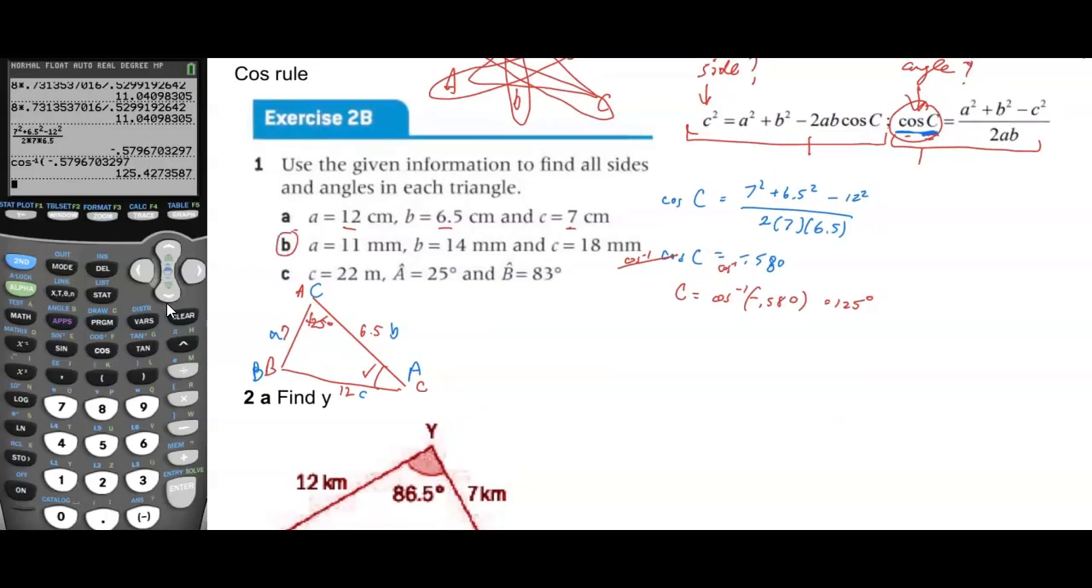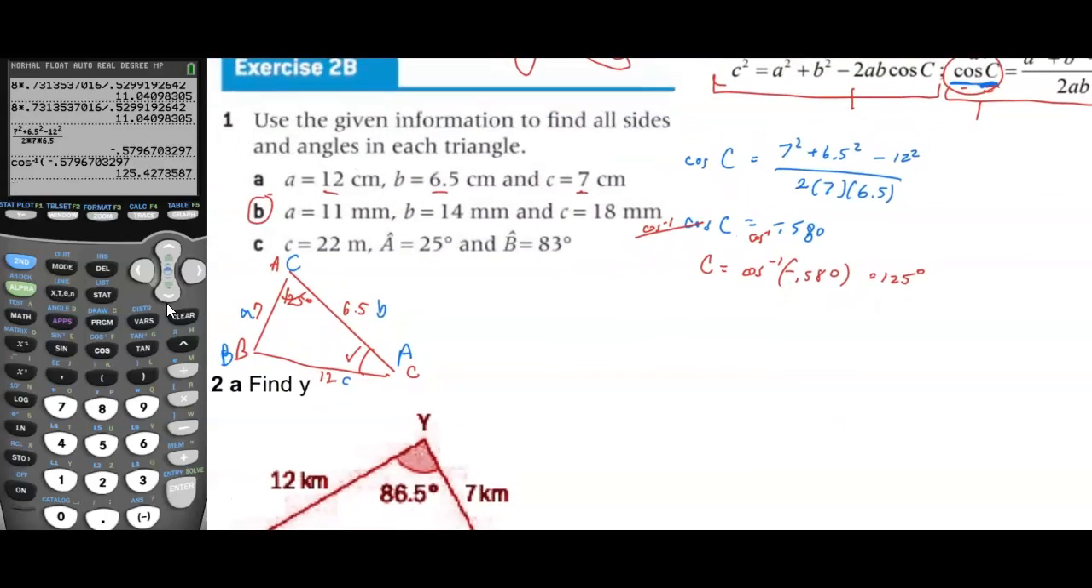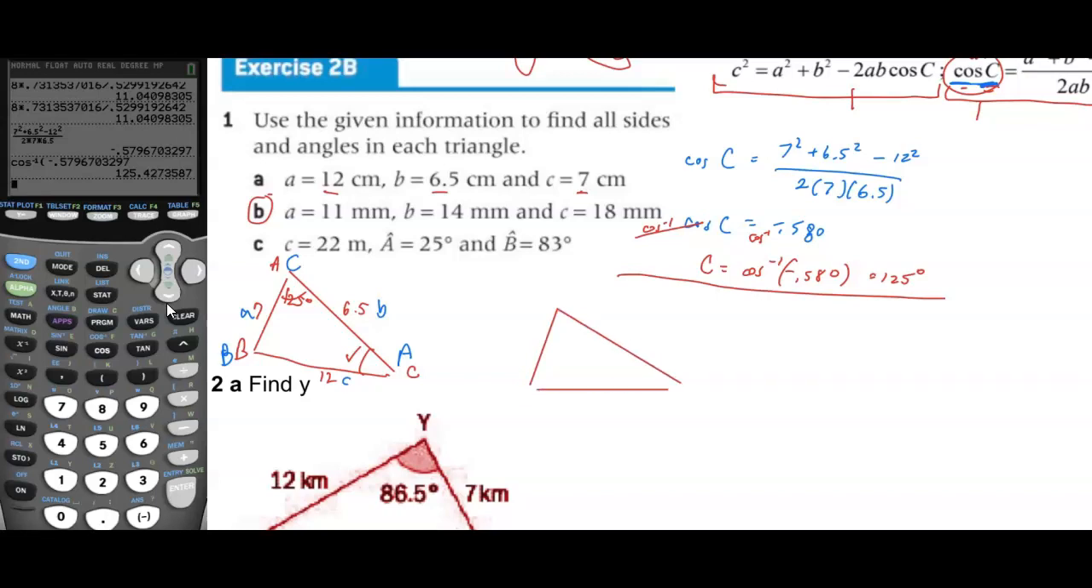Let's do letter B now. So letter B is basically the same problem. It's just got three other dimensions that are in millimeters. So I'm going to set this up. We won't do it all the way over because this is basically the same problem again. It's got three sides just like the other one. So I'm going to label it A, B, C. And so this will be little a, this will be little b, and this will be little c. So A is 11, and B is 14, and C is 18.